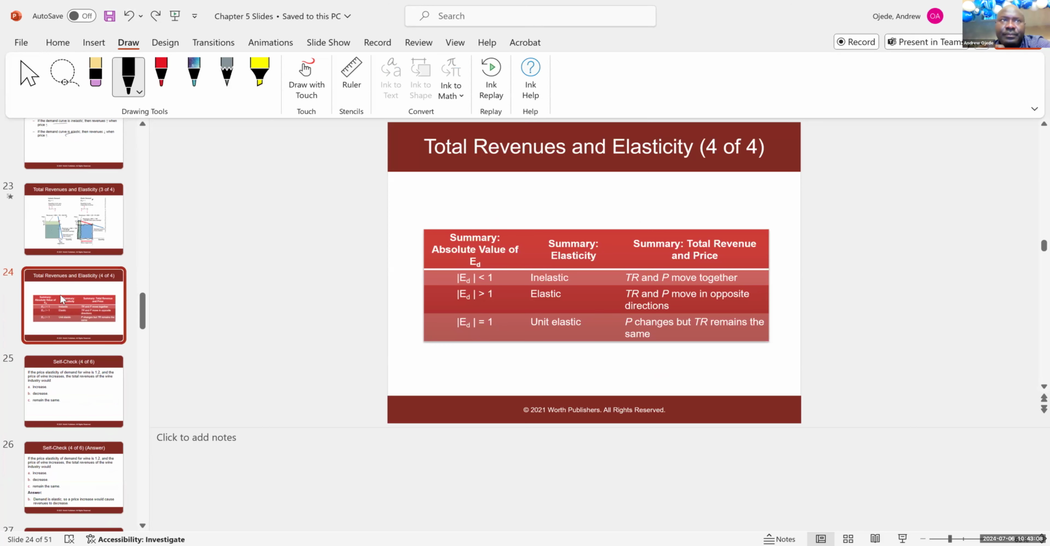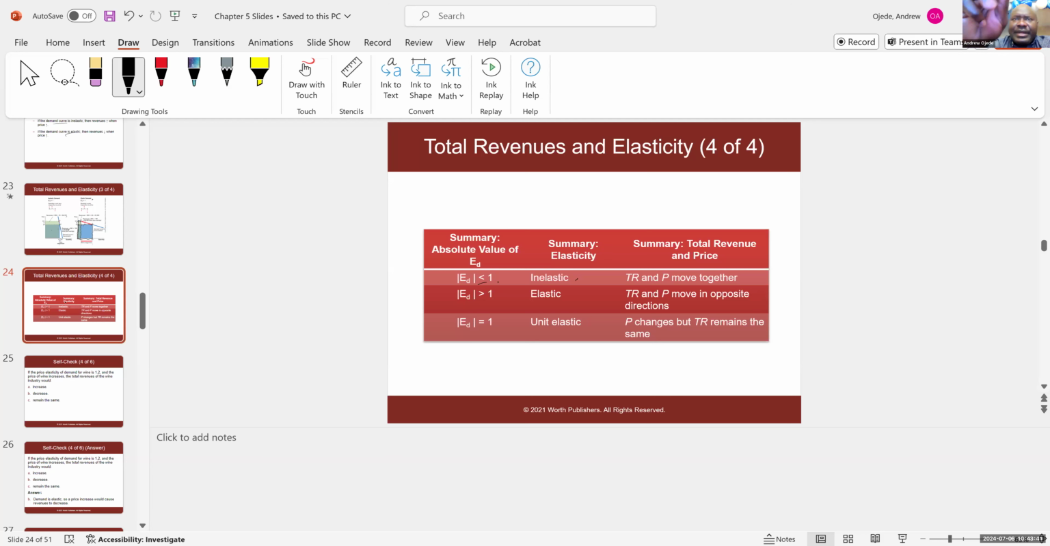Okay. So here's a summary of it all. Summary of the relationship between total revenue and the price level. When a good has inelastic demand, where the absolute value of elasticity of demand is less than 1, total revenue and price move together. That means an increase in price leads to an increase in what? In total revenue. And a decrease in price is going to lead to a decrease in total revenue.